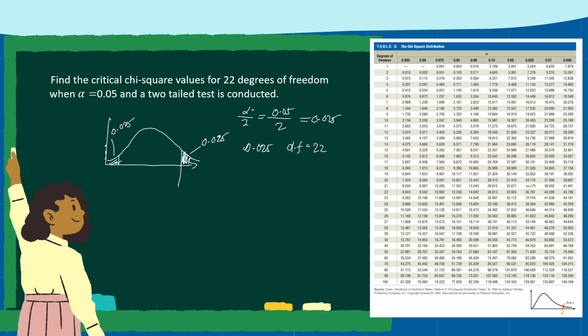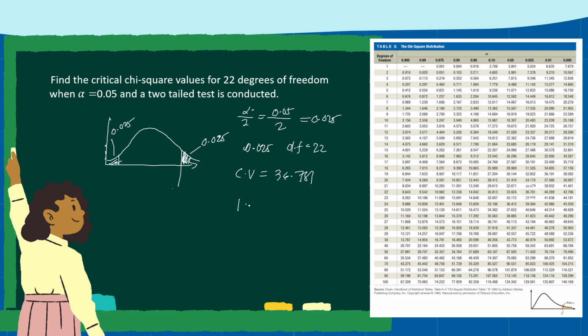This one, 36.781, is our critical value for the right portion. And the left portion would be, okay, 0.025.